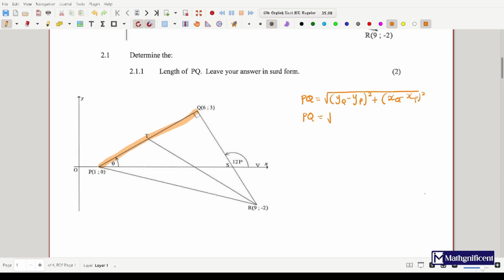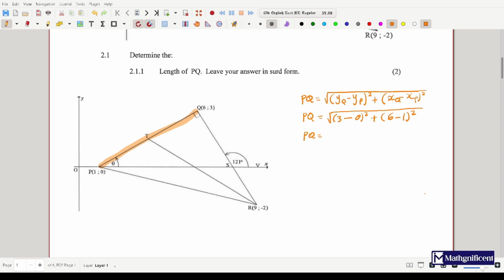So now it is time that we do what? We substitute into our equation. What's the value of the y value of Q? The y value of Q is 3. The y value of P is 0. Then squared. Then the x value of Q is 6. Then the x value of P is 1. Then we square here.